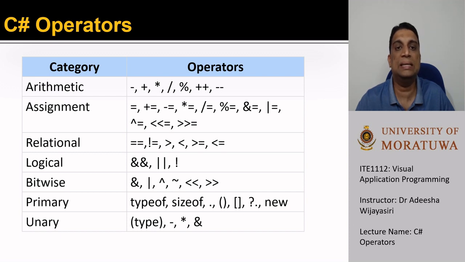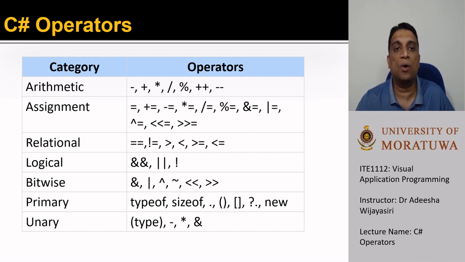Example operators of each category are listed in this table. Subtraction, addition, multiplication, division, modulus, increment, decrement belong to arithmetic operators. The equals operator and many compound assignment operators can be grouped under the assignment category. We will discuss the meaning of these compound assignment operators in a few slides. Is equal to, is not equal to, less than, greater than, less than or equal, and greater than or equal operators can be categorized into relational operators.